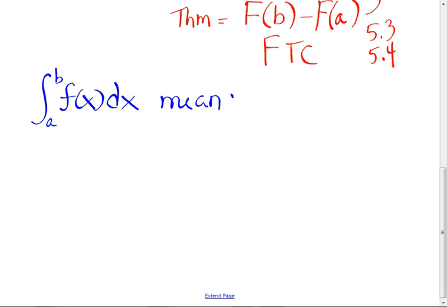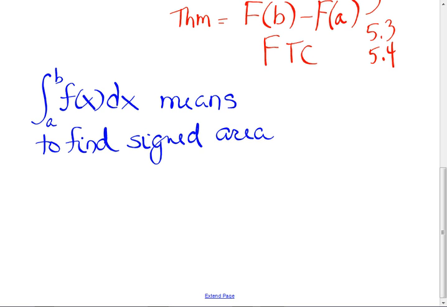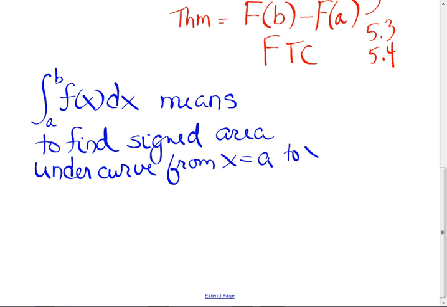What are we going to find? I can find it by using the fundamental theorem and finding the antiderivative, provided the antiderivative exists. It might not. Very hard to find antiderivatives. But what does an integral mean? It's the signed area. That's good. Area is good. Signed area under the curve. Signed area that's trapped between the function and the x-axis under the curve from x equals a to x equals b.